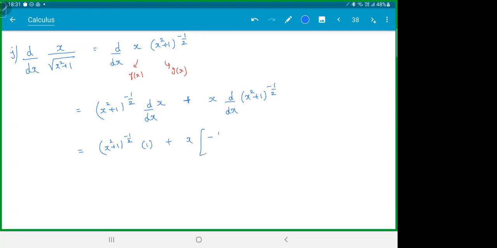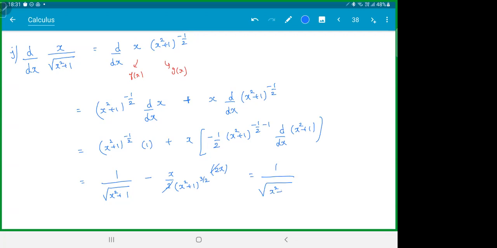This will be n into, that is minus half into x square plus 1 whole power minus half minus 1, and then differentiate whatever is inside. This will be 1 by root over x square plus 1 minus x by 2 (x square plus 1) whole power 3 by 2, and that differential is 2x. So 2 goes off. Minus x square by (x square plus 1) whole power 3. Check.